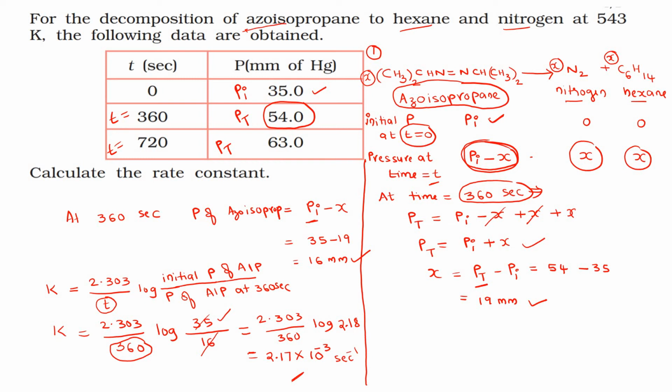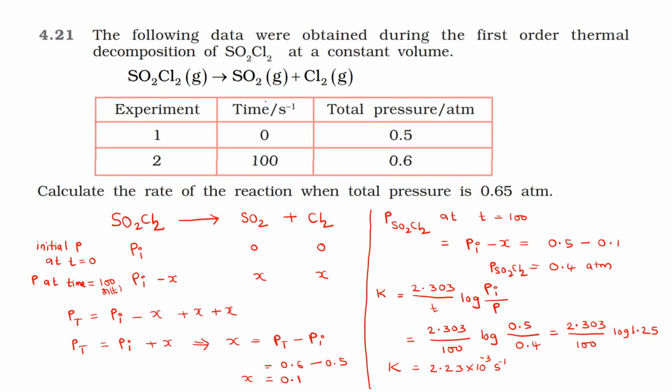minus 3 per second. This type of problem we have already done when we discussed the first order rate constant for gases equation, isn't it? Same problem I have done in last videos here. Next, one more problem is there. This is also same, but one more thing is that they have given 0.65 atmosphere.